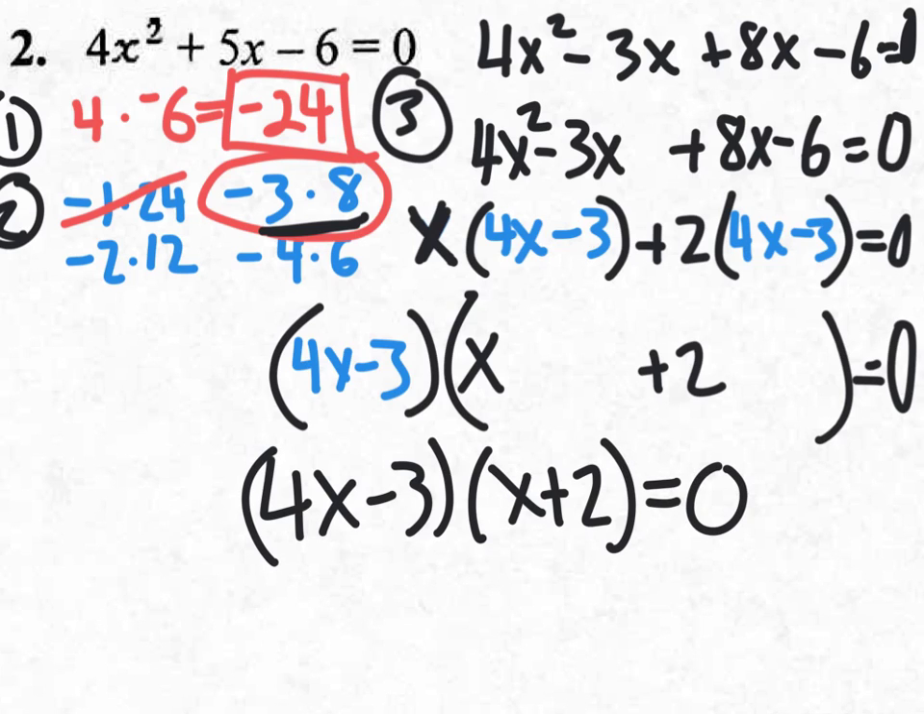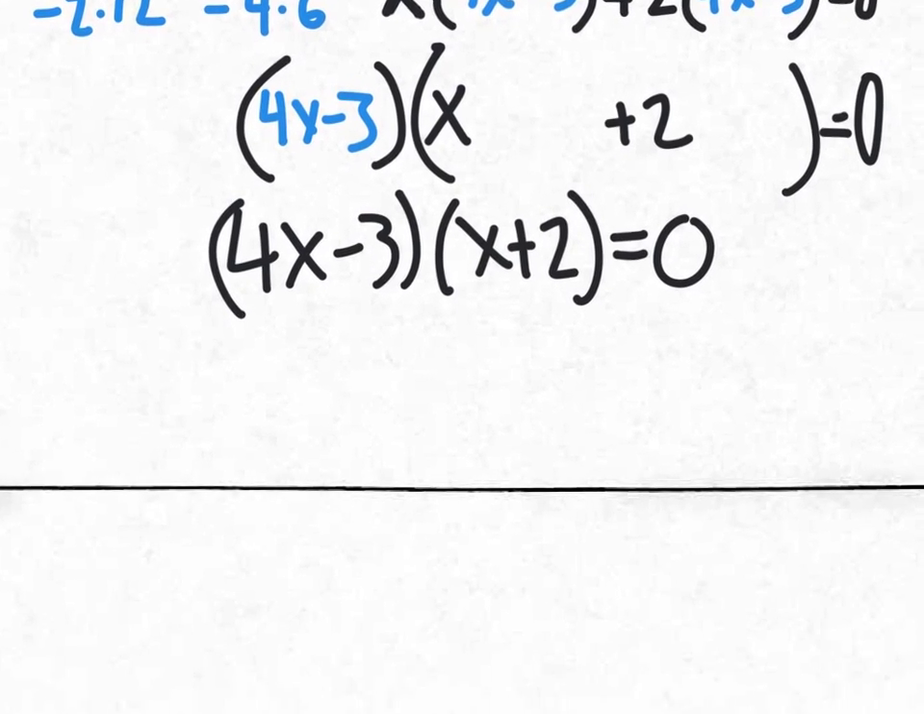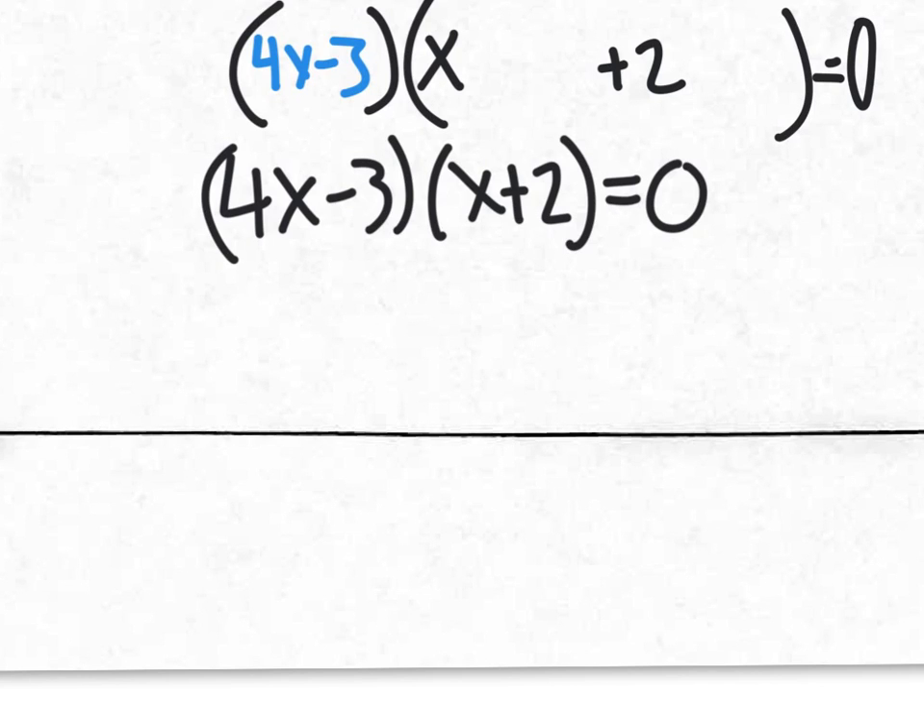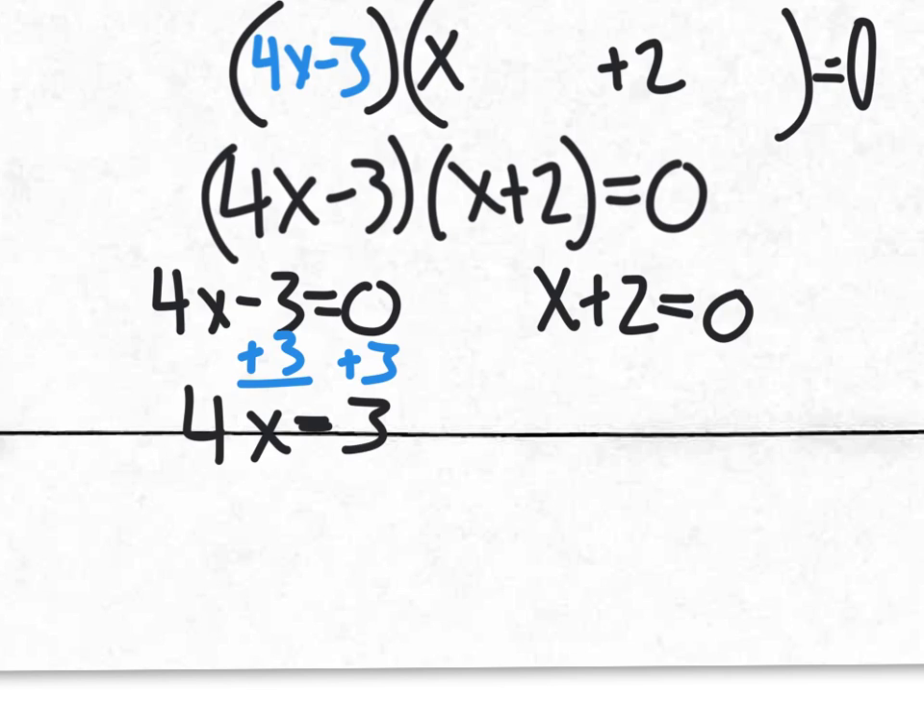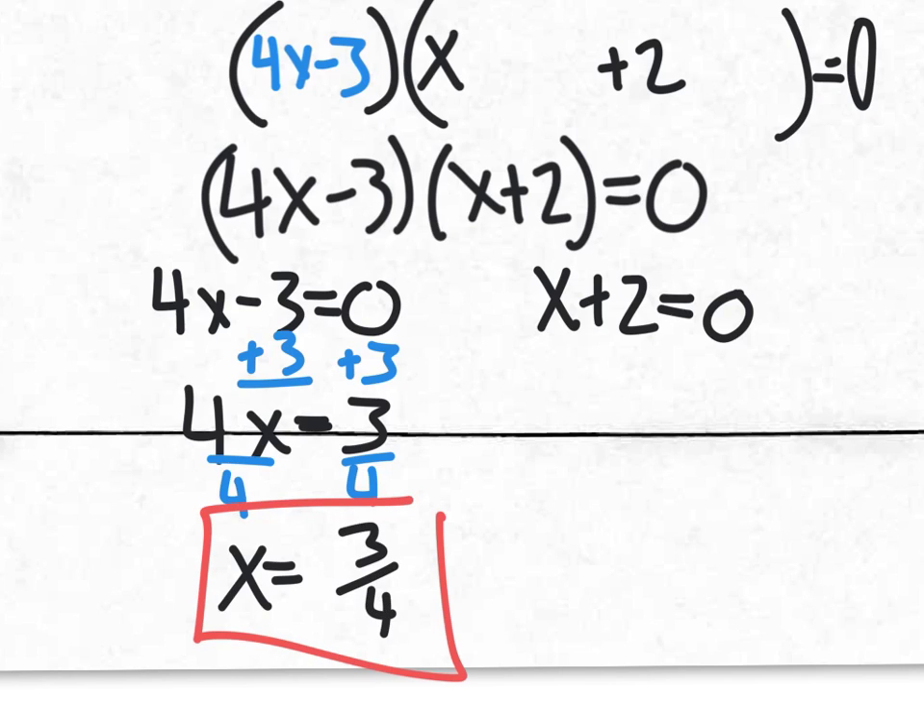Now this is where the zero product property kicks in, or you could just separate them and solve. So this first one's going to be the simple equation, 4x minus 3 equals 0. This other one's going to be x plus 2 equals 0. And if you solve that first one, it'll be a plus 3. Rewrite 4x equals 3. Divide by 4. X equals 3/4. This is one answer. Let's look at the other one. The other one's super easy. Just subtract 2.